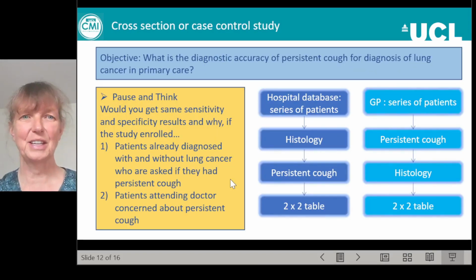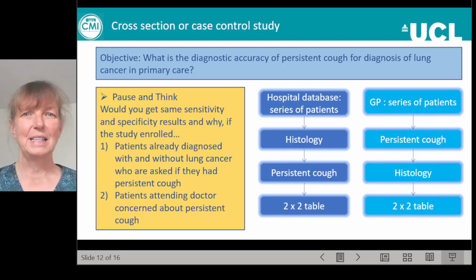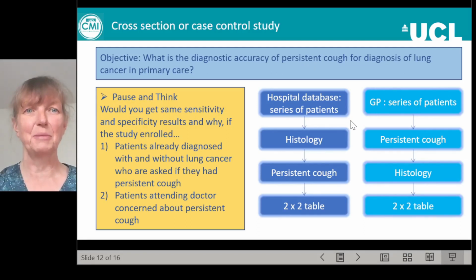Okay, here's another pause and think exercise for you. What I'd like you to do is think about whether these two study designs will give you the same values for sensitivity and specificity, even though they're done in a different way, for our objective of accuracy of persistent cough for diagnosis of lung cancer in primary care. And I'd like you to also name which one you prefer.